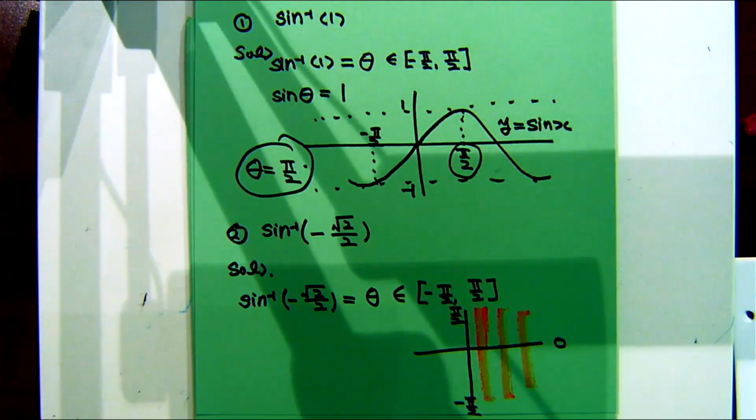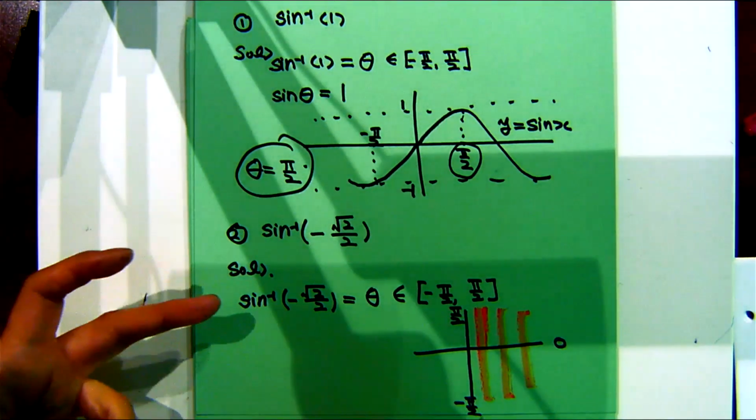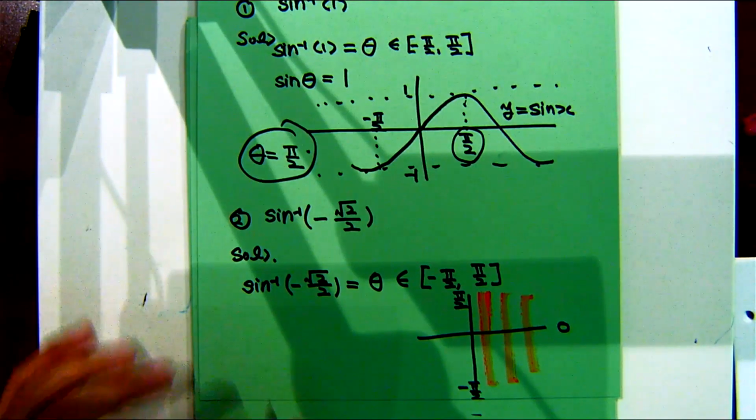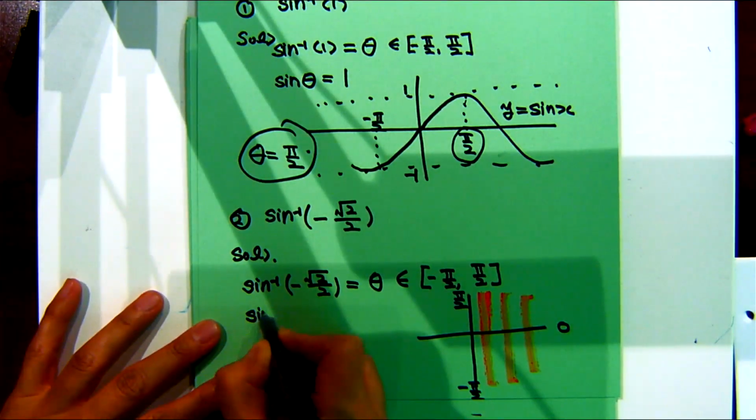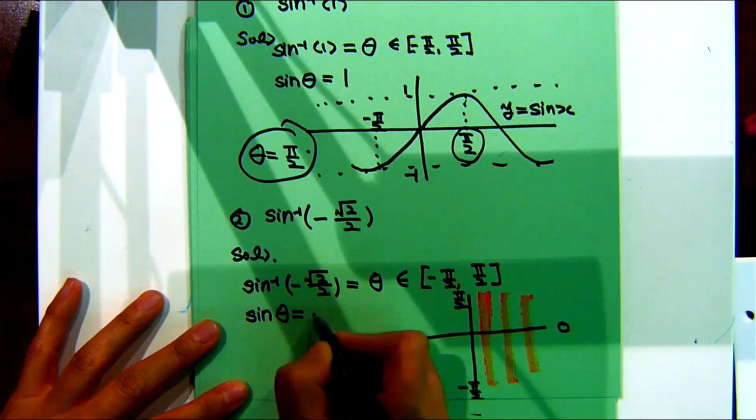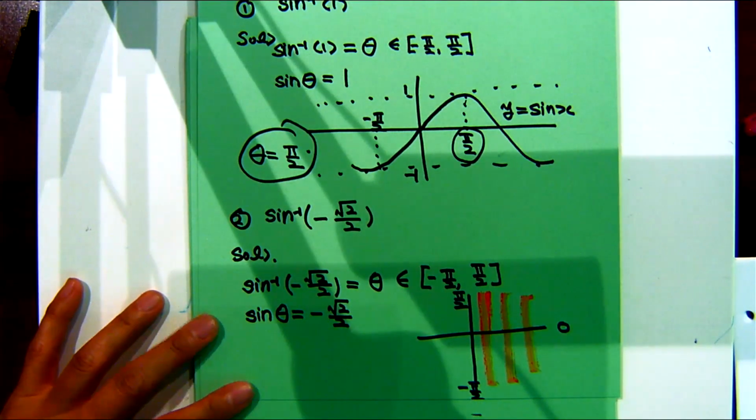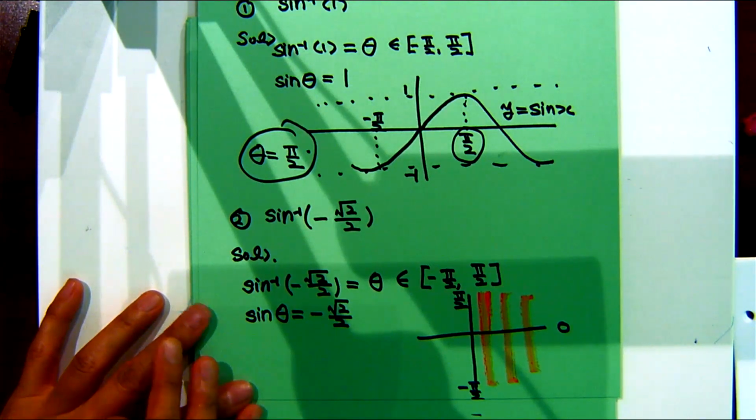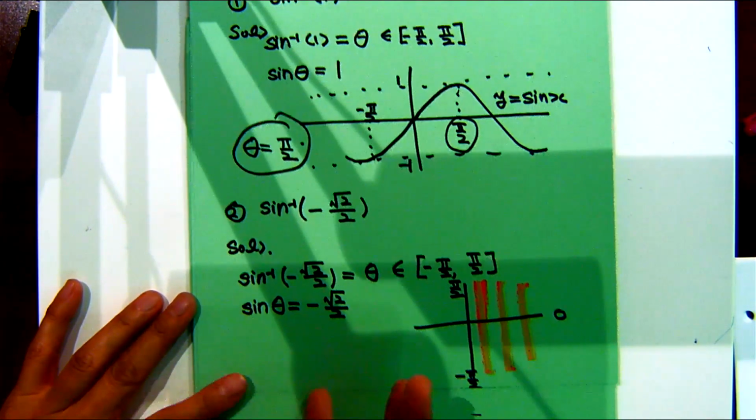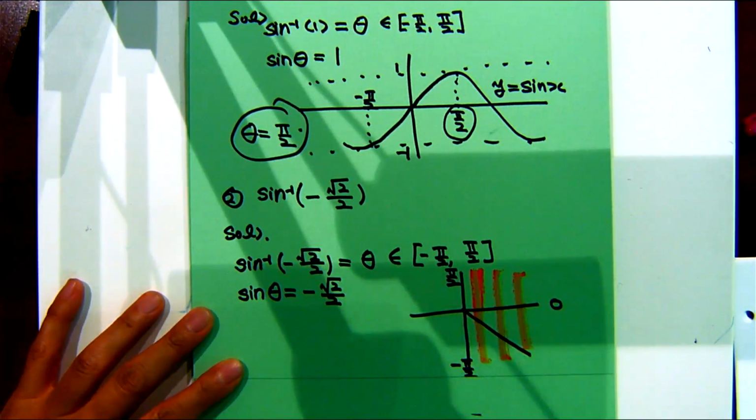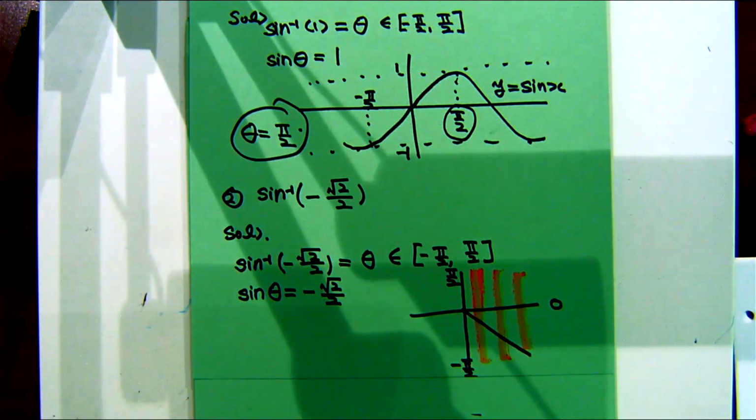And then we can clarify more because sine inverse of negative square root of 2 over 2 equals theta. That means sine of theta is negative square root of 2 over 2. So sine value is negative when y values are negative. So you have to draw the angle in the fourth quadrant.